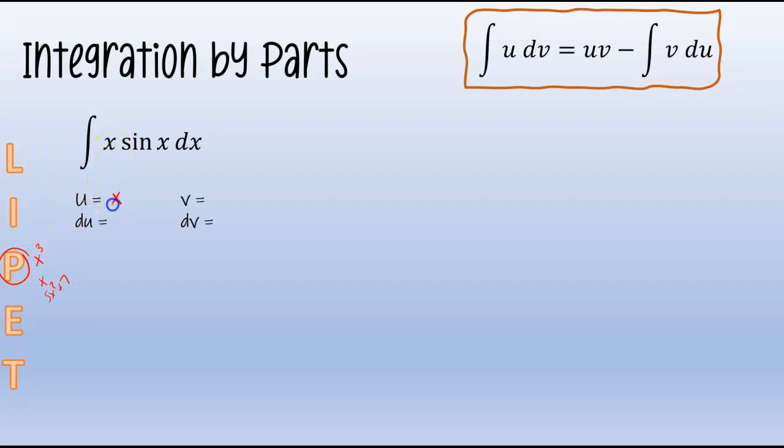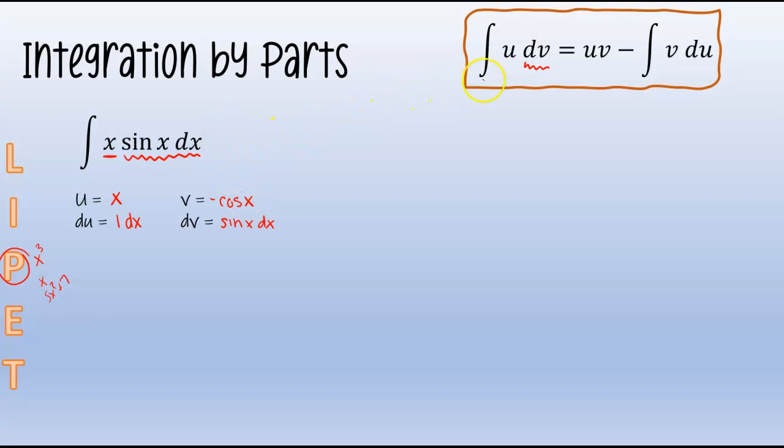So I'll put my u as x. The derivative, that is 1 in terms of x. This was my u. He is taken. The rest of this is my dv, remember. That's the second part of the formula. So I will write sine x dx. What function has a derivative of sine? Well, that'd be negative cosine, because cosine's derivative is negative sine.